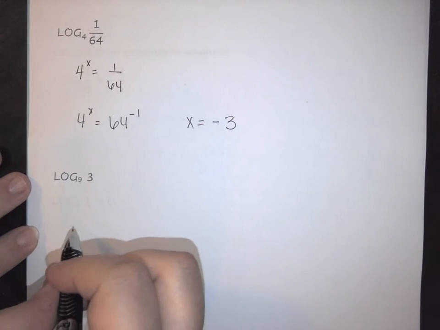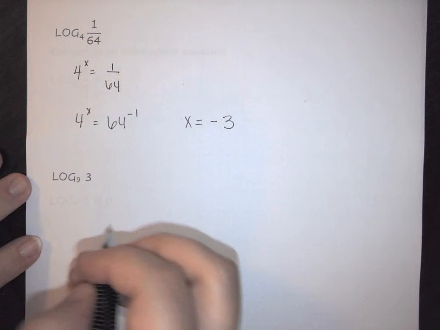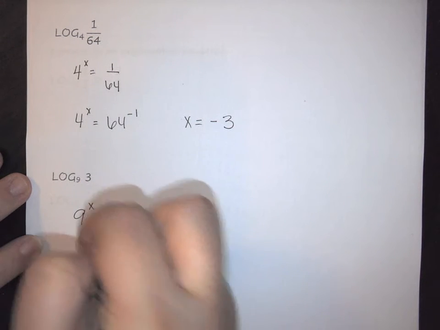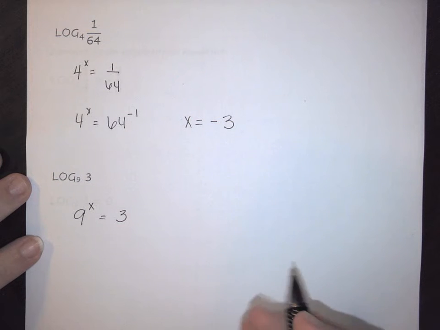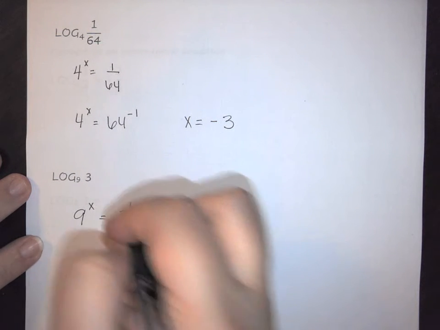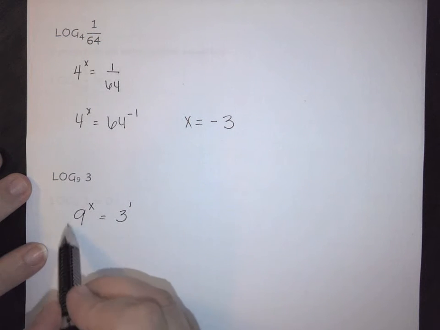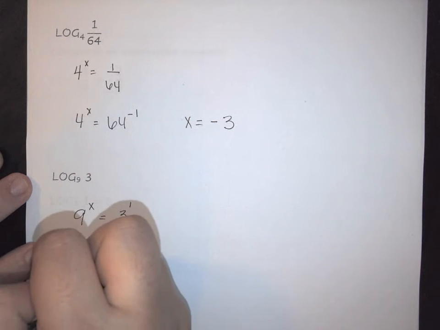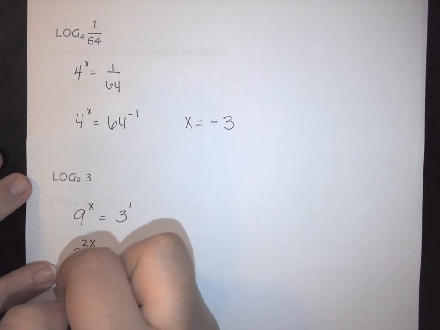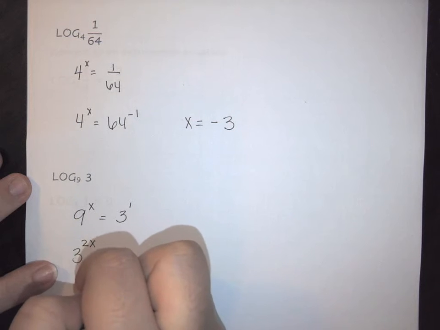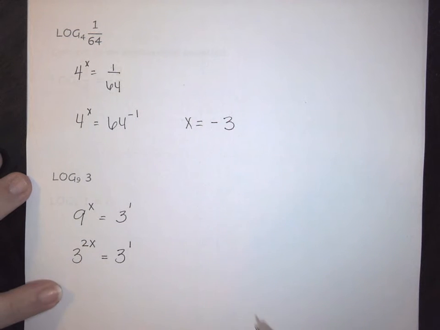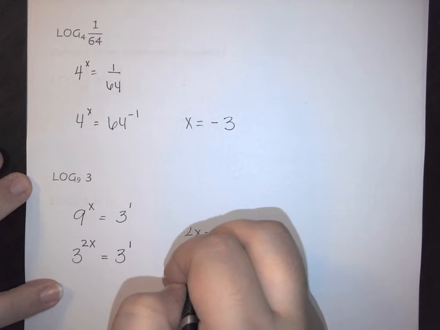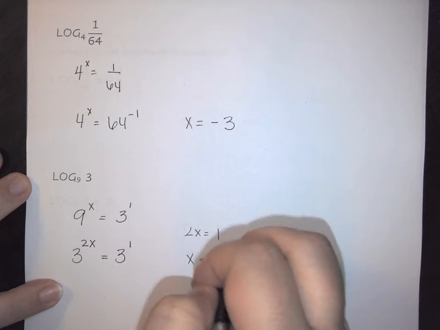The last one is base 9 gives me 3, so that says 9 to the x is equal to 3. Well, if we think about it, 9 is the same as 3 squared, and 3 is the same as 3 to the first. So this becomes 3 squared, don't forget that x was there, and this equals 3 to the first. Therefore, we have that 2x is equal to 1, so x equals 1/2.